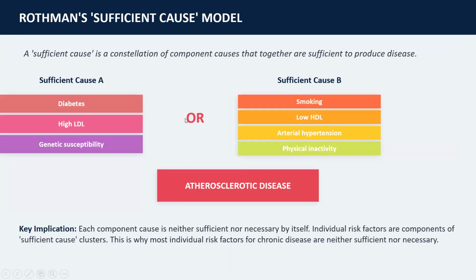Next is the Rothman sufficient cause model. A sufficient cause is a constellation of component causes that together are sufficient to produce disease. So sufficient cause one: diabetes, high LDL, genetic susceptibility; and sufficient cause two: smoking, low HDL, arterial hypertension, physical inactivity, result in atherosclerotic disease. Each component cause is neither sufficient nor necessary by itself, but individual risk factors are components of a sufficient cause cluster. This is why most individual risk factors for chronic disease are neither sufficient nor necessary.